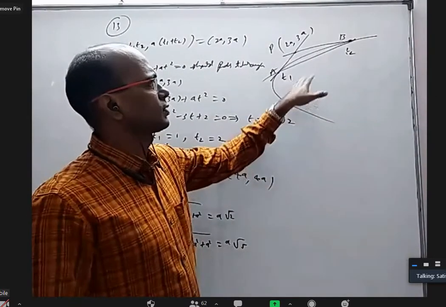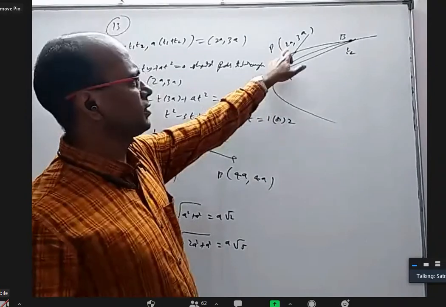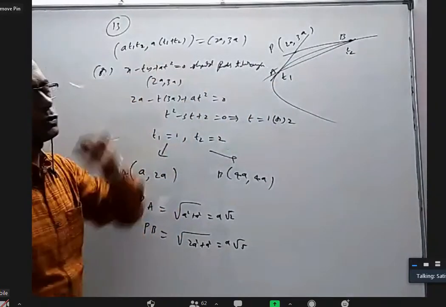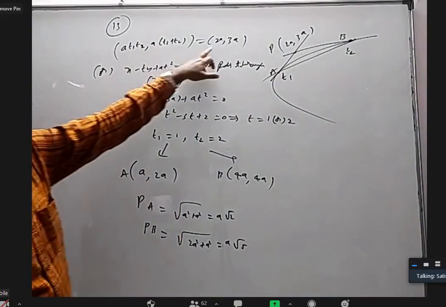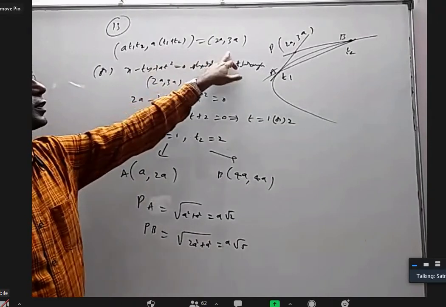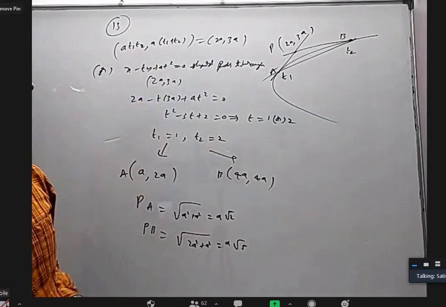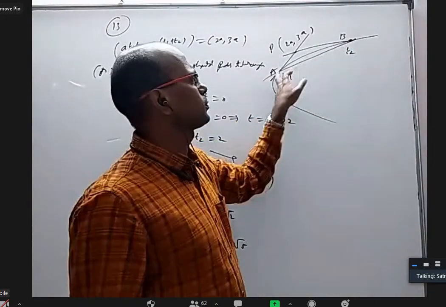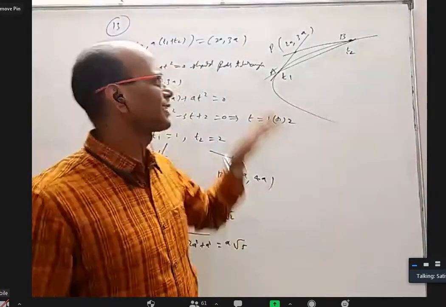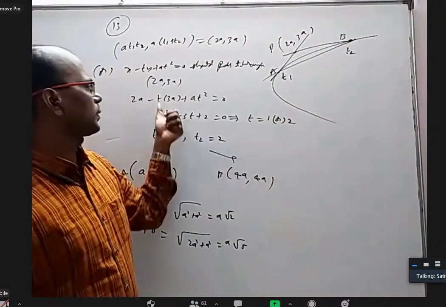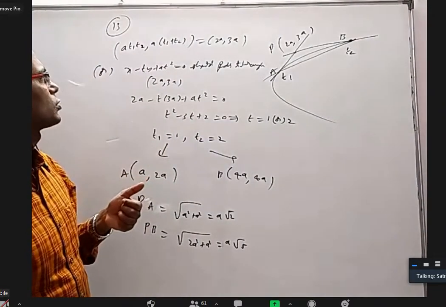I'll take this as T1, this as T2. I can equate this point to (AT1T2, A(T1 plus T2)). T1 into T2 should be 2, T1 plus T2 should be 3. Product of two numbers is 2, their sum is 3, means they are 1 and 2. Like that you can understand. Or take any one of these points, (at square, 2at); the general tangent formula is x minus ty plus at square equal to 0.